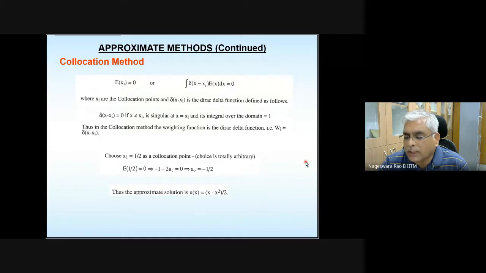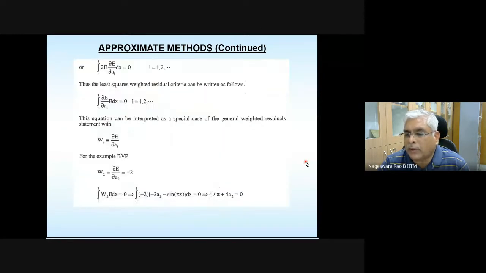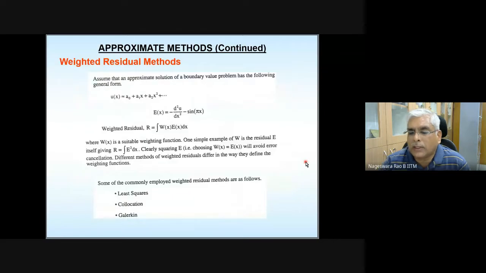Anyway, if there are no questions on the collocation method, what is left out? What is the method that is left out? I mentioned to you that weighted residual methods can be broadly classified into 3 categories: least square weighted residual method, collocation method, and next one is the Galerkin method. Once again, in the least square weighted residual method, what is the weight function? It is the partial derivative of the error function with respect to the unknown parameter. In the collocation method, what is the weight function? It is the Dirac delta function.